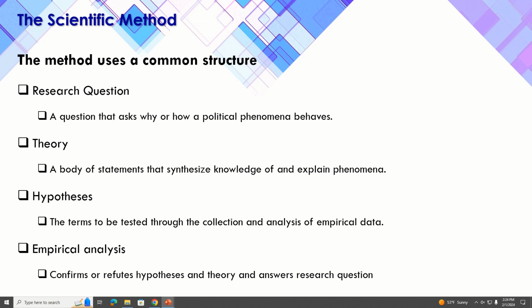And so when you think about the research you'll be doing, think about what theory explains what you're trying to explain, think about the hypothesis, and then you can actually test them.